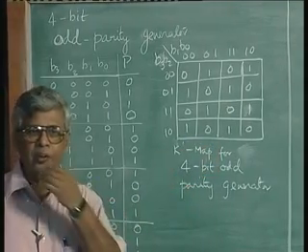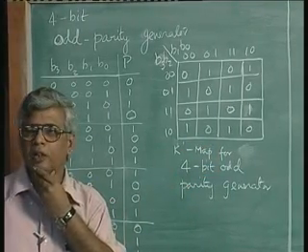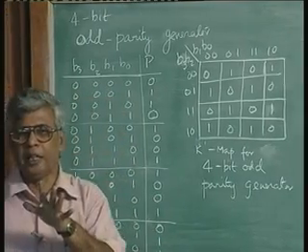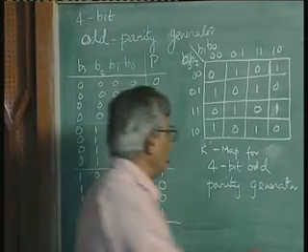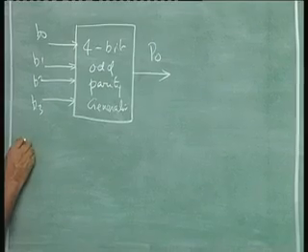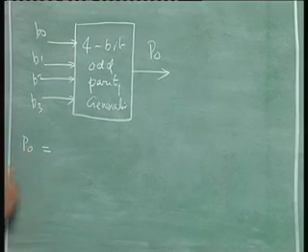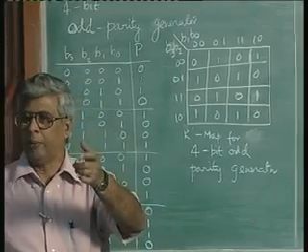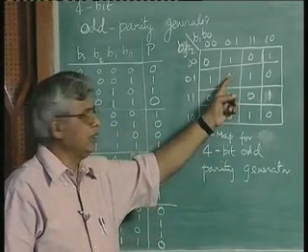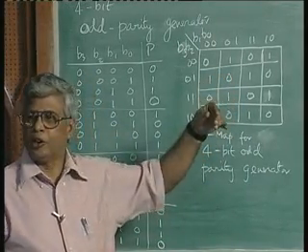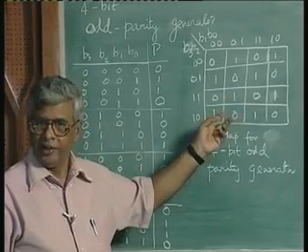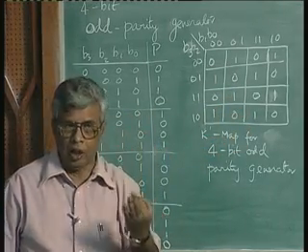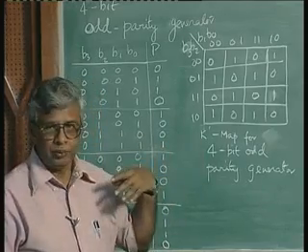Is there any grouping possible at all in this map? All are individual ones. So how many terms will be there in the final output? P odd will be, each of these ones is an individual term. It cannot be combined because for any given one, all the adjacent cells are zeros, so you cannot group them at all together. So there will be 8 terms.